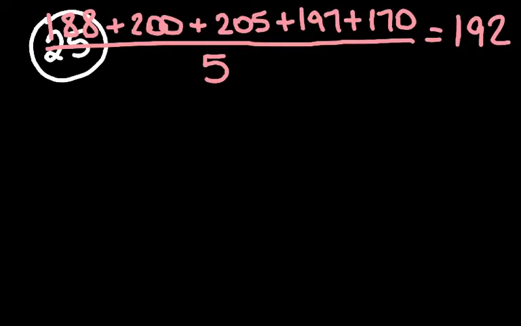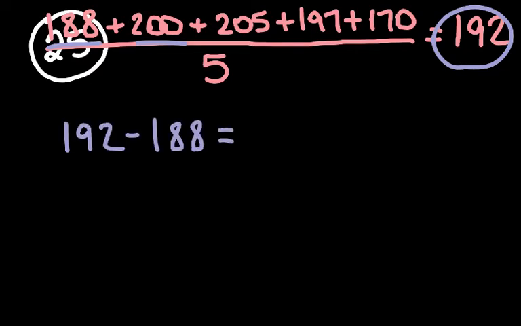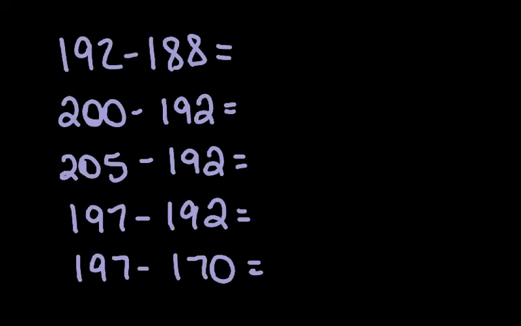The next step is to take the average, which is the 192, and subtract that from each of the weights of the linemen. So you're going to start by subtracting 192 minus 188, then 200 minus 192, and so on. Make sure you're writing all this down so when you have to do a problem by yourself, you'll remember what the steps are. Go ahead and subtract all of these, get the answers.